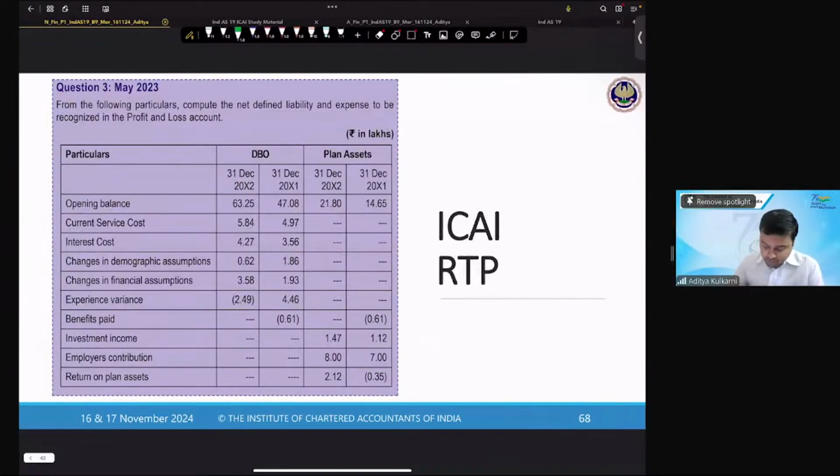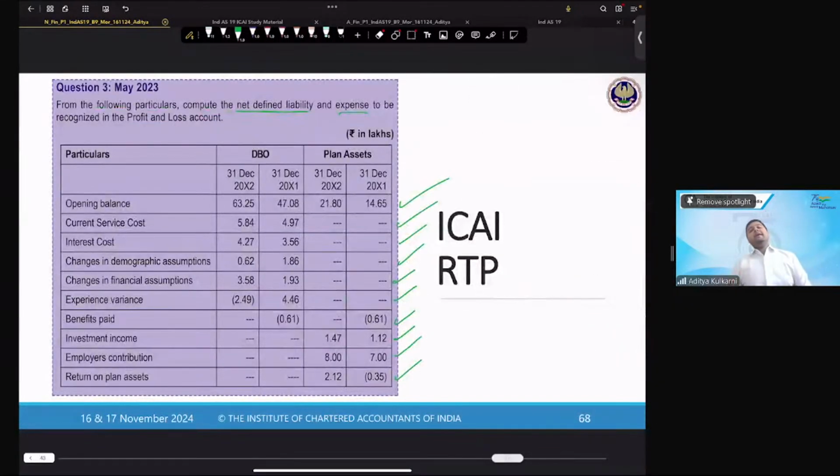Okay. All right. From the following particulars, compute the net defined benefit liability and expense. Look at this and then tell me whether you can do it on your own. You are required to compute net liability and expense, opening balance, current service cost, interest cost, change in demographic and financial assumptions, experience variation, benefits paid, investment income, employer contribution, return on plan assets. Is there anything that is new or not familiar or something which you cannot do in this?